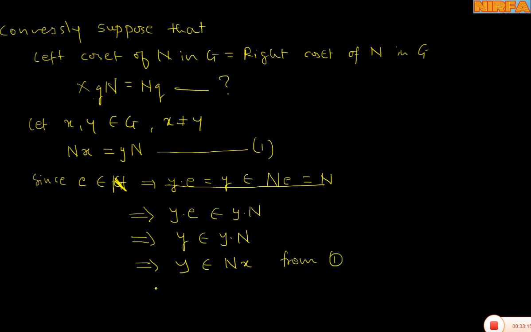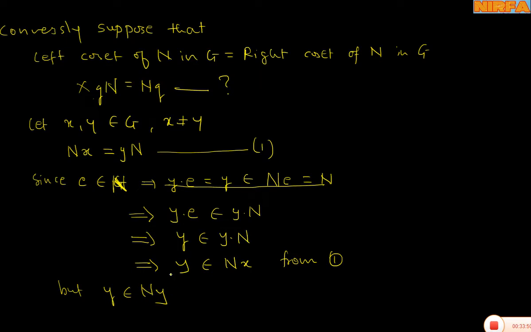Alright. But we know that y belongs to ny, because n is a subgroup, n containing identity element, and this y when multiplied to that identity element, this coset containing y. We have the guarantee. That's why y belongs to what? Ny. Now this y belongs to nx means right coset nx, and this same y belongs to right coset ny.